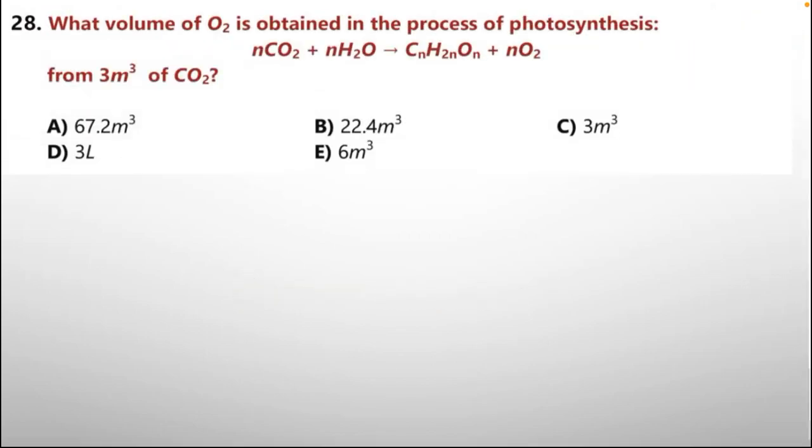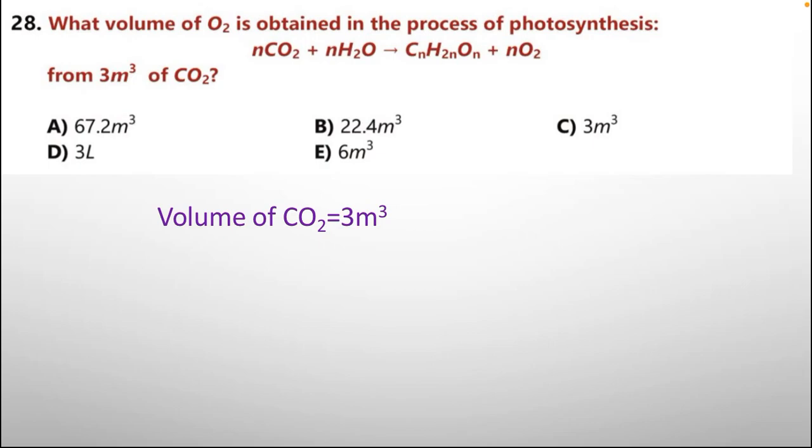Question 28. Which volume of oxygen is obtained in the process of photosynthesis? The reaction is given from 3 meter cube of carbon dioxide. Options A to E are given. Now there involves some calculation.